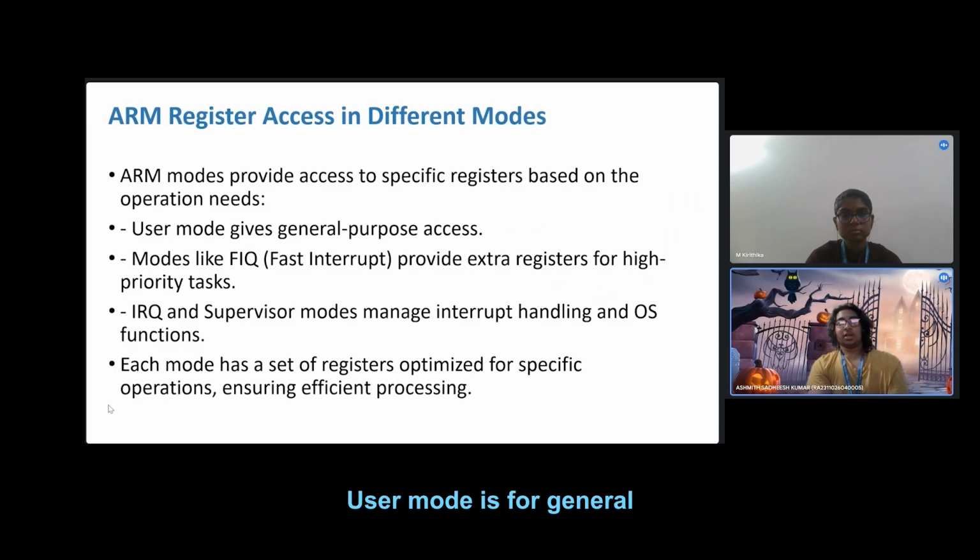User mode is for general purpose access. FIQ mode offers extra registers for fast interrupt tasks. IRQ and supervisor modes are used for interrupt handling and system functions. Optimized access for specific tasks. What this means is that each mode ensures efficient processing by granting access to registers necessary for those specific operations.